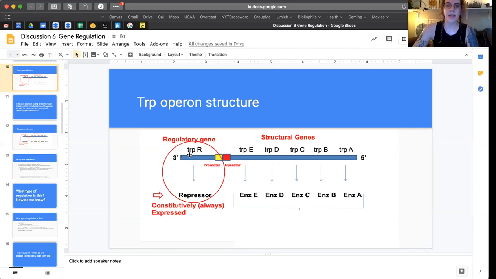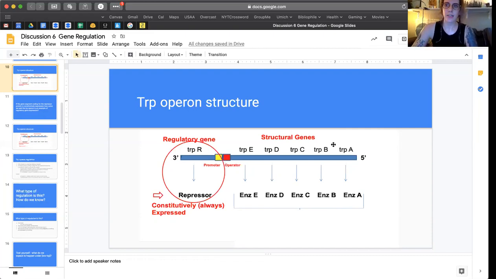And this is actually a sequence that codes for a repressor protein. So this is not something that's going to be transcribed down here. But this repressor protein, if it's allowed to bind to the operator, then that will act as a physical block, which will prevent transcription from occurring.